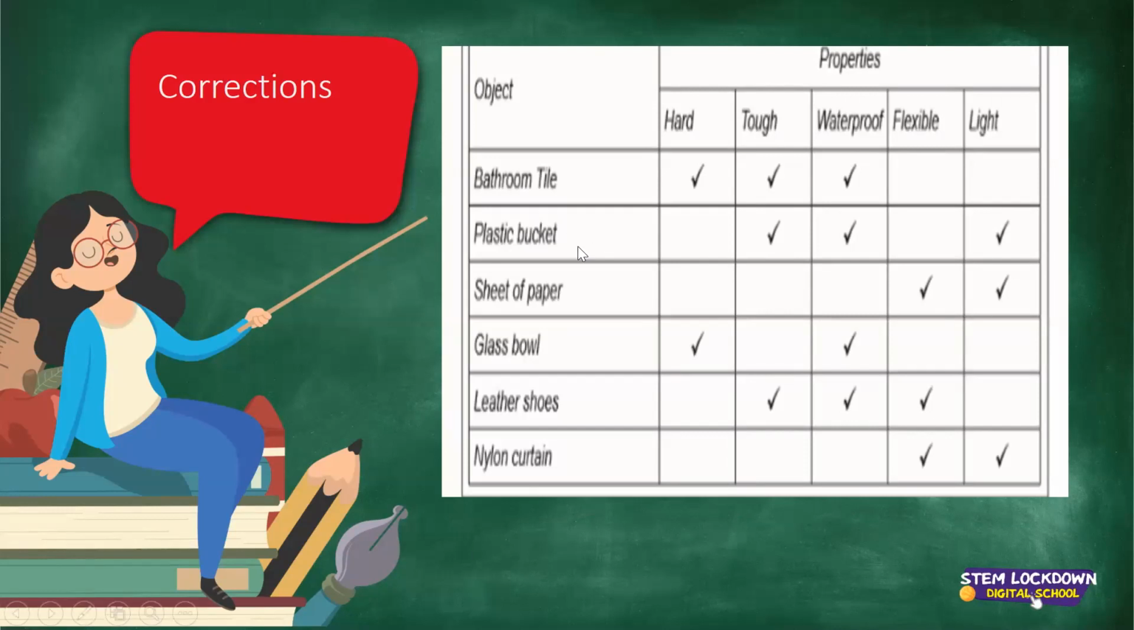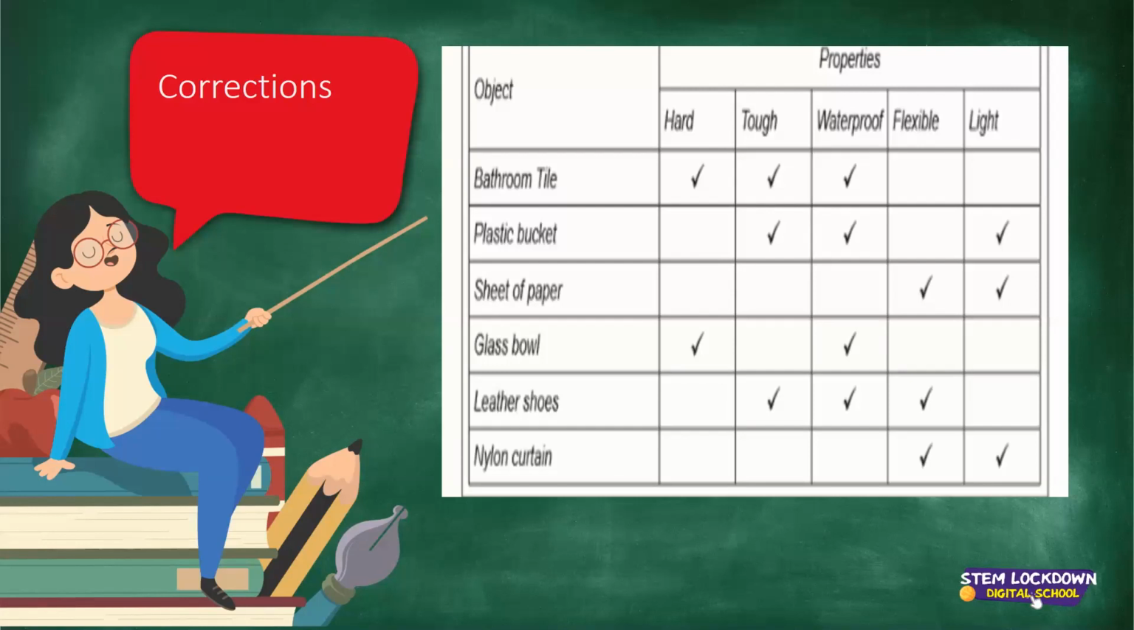And then plastic buckets, the normal plastic bucket. Is it hard? No. Plastic buckets are not hard because sometimes if you step on it too hard, it can be squashed. And then are they tough? Yes, plastic buckets are very tough. Hence, you are able to use them to carry water. Are they waterproof? Yes, because they don't allow water to pass through. Once you put in water, the water will stay inside. The material that it has is waterproof.